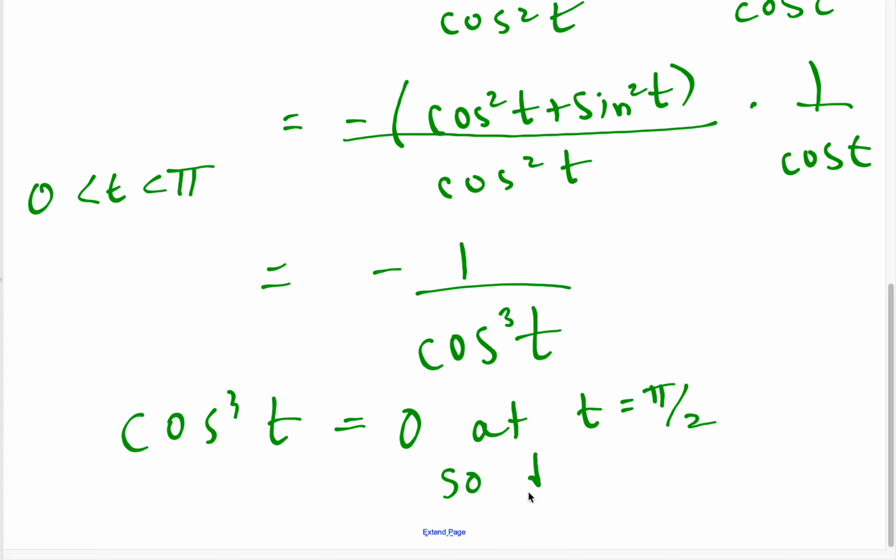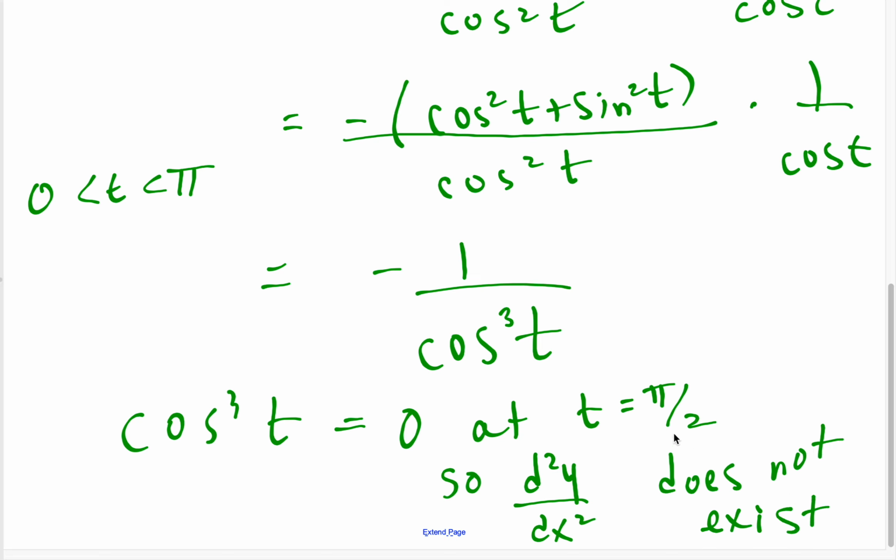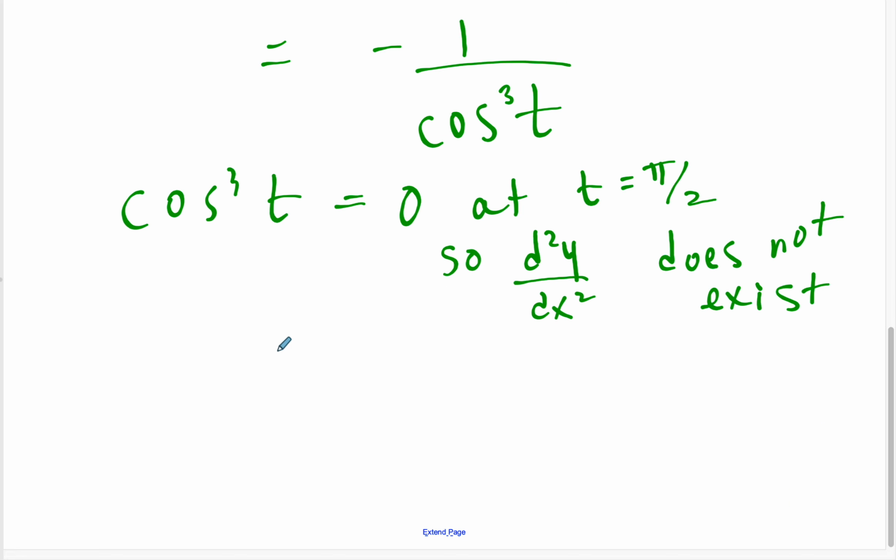What does this tell us? This tells us that the second derivative, which we just found, does not exist at pi over 2. So now let's do our little number line. We're going to determine where it's concave up and concave down. Think about what's happening here. At pi over 2, it's where this does not exist. So that means pi over 2 is our inflection point. That's where it's going to change concavity.